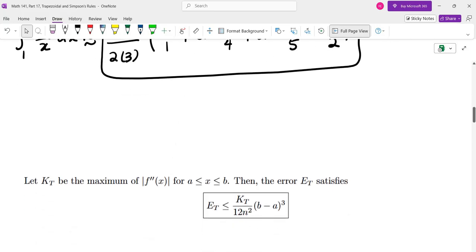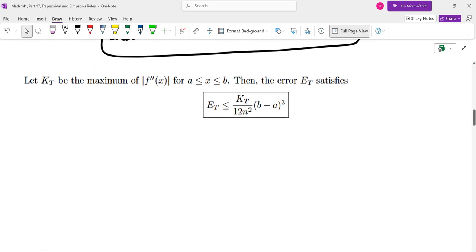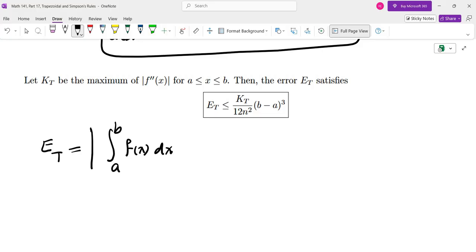Okay, so the next thing we're going to do is, anytime we have an approximation, we would like to know what is the error of that approximation. This formula gives us an upper bound for the error of the approximation. This error, which I denote by E sub t, is the absolute value of the difference between the actual value of the integral and the trapezoidal approximation.